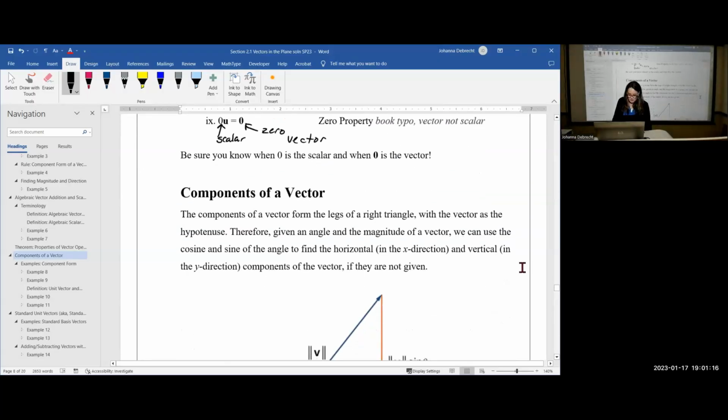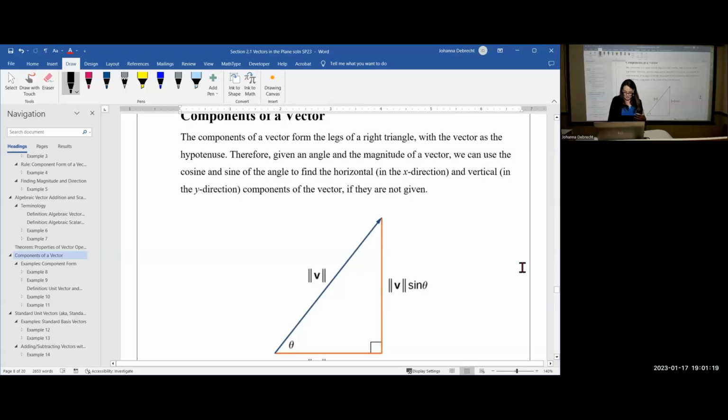Now, we've already talked about the components of a vector forming basically the legs of a right triangle with the vector as the hypotenuse, right? So dividing it into its components because it starts here and it terminates here. And if its initial point is at the origin, then we just use the ordered pair from the terminal point for the components of the vector in standard position. But this also means that because of right triangle trigonometry, given the angle and the magnitude, we can actually use the cosine and sine of the angle to find the components if the vector is not given.